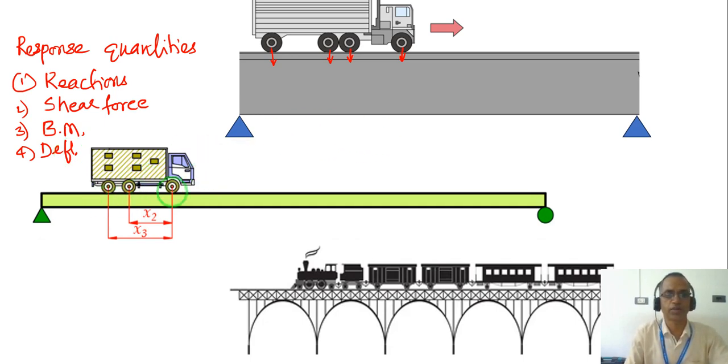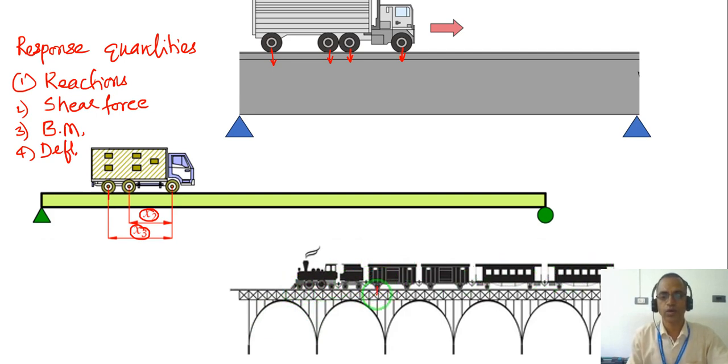For a simply supported beam here, in the next example, you can see the truck, and the distance between each of the wheels is also to be considered, so that the moving load with a certain distance can cause the maximum bending moment or maximum shear force at a particular section. Similarly, in the third diagram here, the arch bridge and a train moving over that.